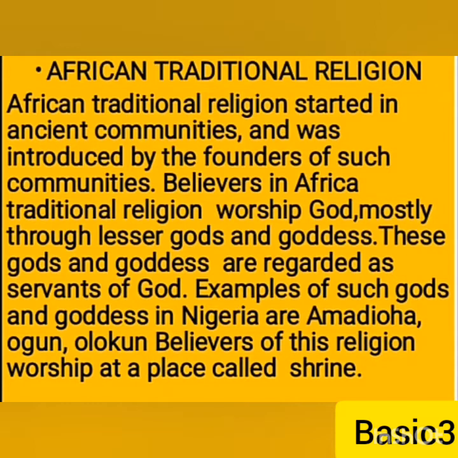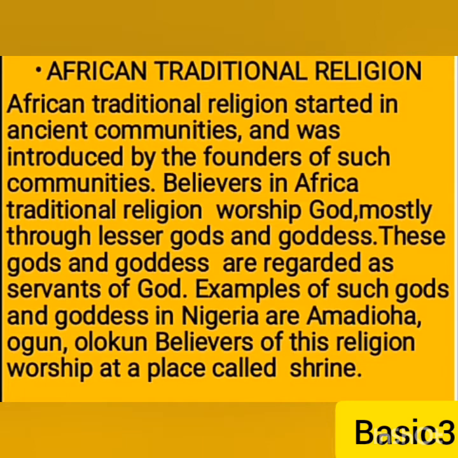When we talk about African traditional religion, it started in ancient communities and was introduced by the founder of such communities. The believers of this African traditional religion worship God through lesser gods and goddesses because they believe that these gods and goddesses are servants of God. Examples of such gods and goddesses in Nigeria are Amadewa, which is the god of thunder, and we have Ogun, which is the god of iron. We have Olugun, which is the water goddess.